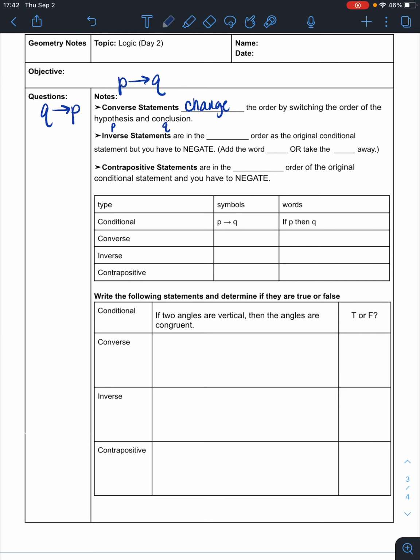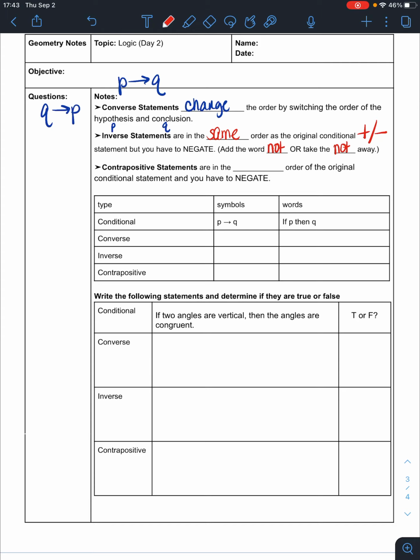Now, today we're going to add two more. So the next one we're going to talk about is called the inverse. The inverse is in the same order as the original conditional, but you're going to negate them. So you're going to add the word not or take the not away. We're dealing with plus and minus. If it's a negative, you're saying you're not something, then to negate that, you would say you are something. If you say that you are something, then to negate it, you would say you are not something. So our inverse, actually, let's come down here and we'll add this to our table.